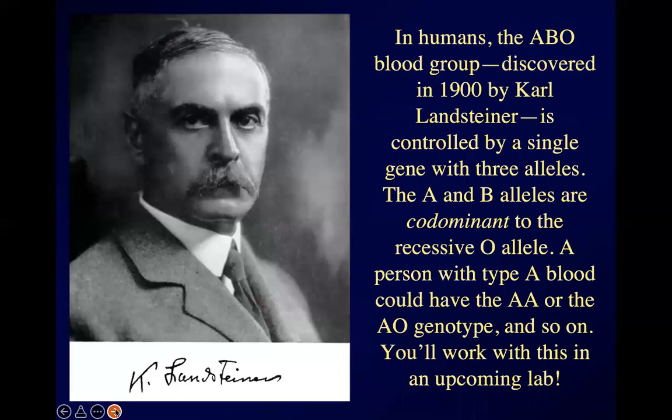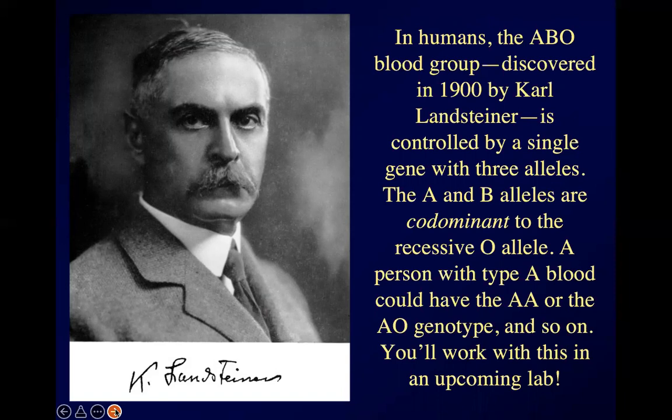An example that you're going to work with in lab coming up fairly soon is the ABO blood group. This was discovered in 1900 by a guy named Karl Landsteiner, who won one of the first Nobel Prizes in medicine because his discovery made blood transfusion possible. There are three alleles that govern your ABO blood group. You've actually got about a dozen different blood groups, but the one that's most important for ensuring safe blood transfusions is the ABO blood group.